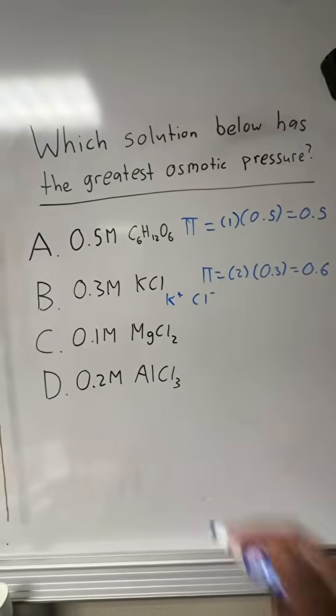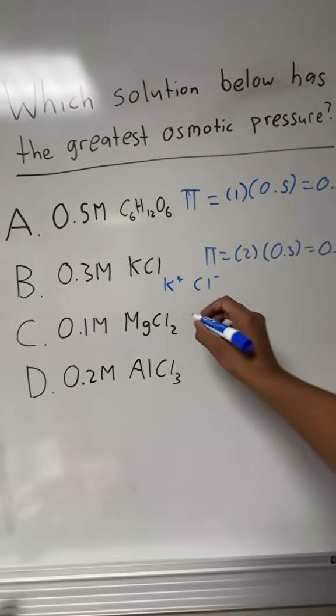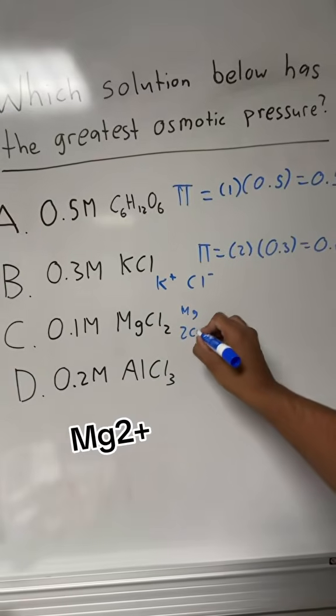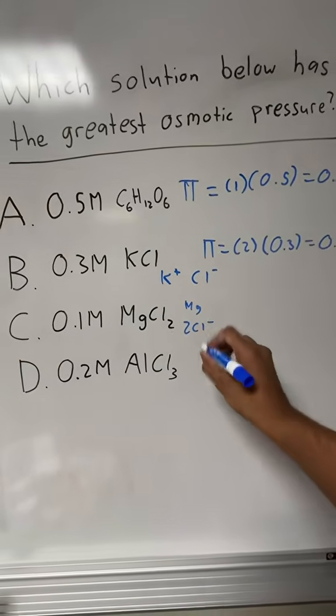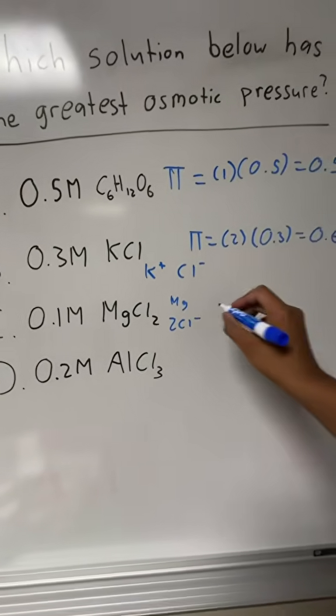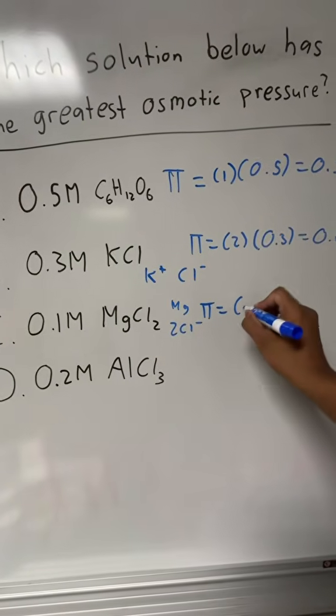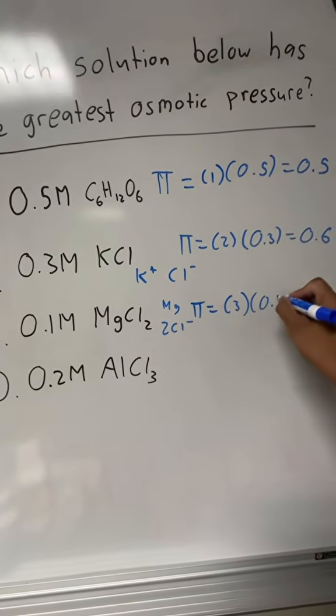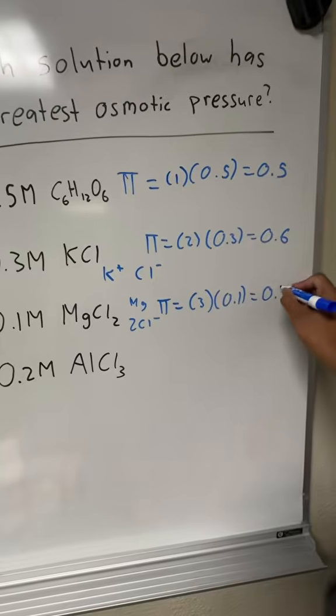It's the same thing. Now this one, MgCl2, we get Mg2+ and 2 Cl-. So we have a total of 3 ions. Its van 't Hoff factor is going to be 3, and its osmotic pressure is going to be 3 times that, and we'll get 0.3.